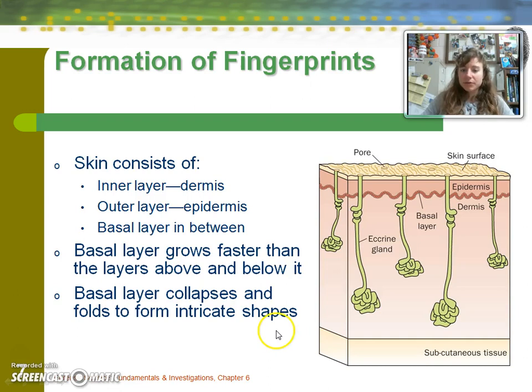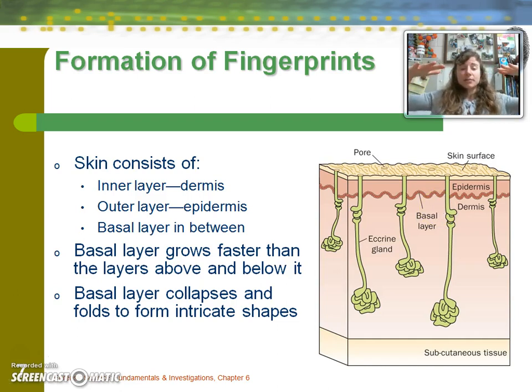We looked at this some when we were studying hair, but we've got the inner layer called the dermis, this light pink layer, the outer layer called the epidermis, and in between those layers is something called the basal layer. And here is a cool thing. I didn't know why fingerprints formed at first when I first began studying this, and this physiologically makes sense. The basal layer between the dermal and epidermal layers grows faster in a person's development than those two tissue layers. And you can imagine that if one small layer in between is growing faster, then you're going to have this bunching up or wrinkling. And that collapse and fold is actually what forms the intricate shapes of our fingerprints.